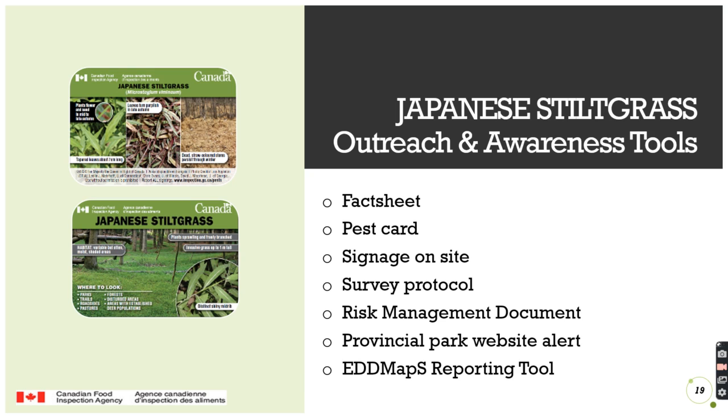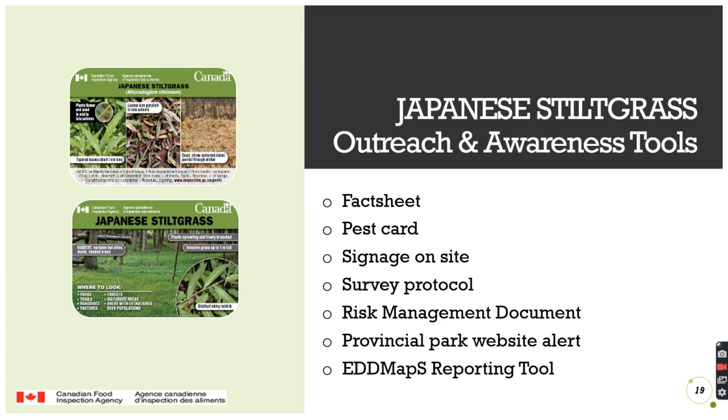The following outreach tools are also being utilized by the CFIA and partners to increase awareness of Japanese stiltgrass, including fact sheets, pest cards, and informative signage posted at known locations. Additionally, a Japanese stiltgrass survey protocol and risk management document are also available from the CFIA.